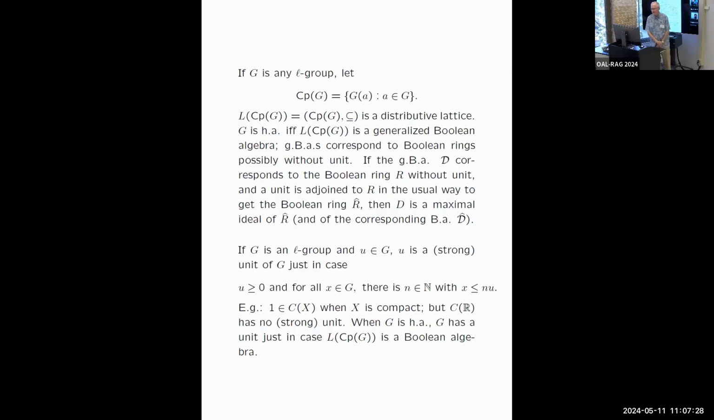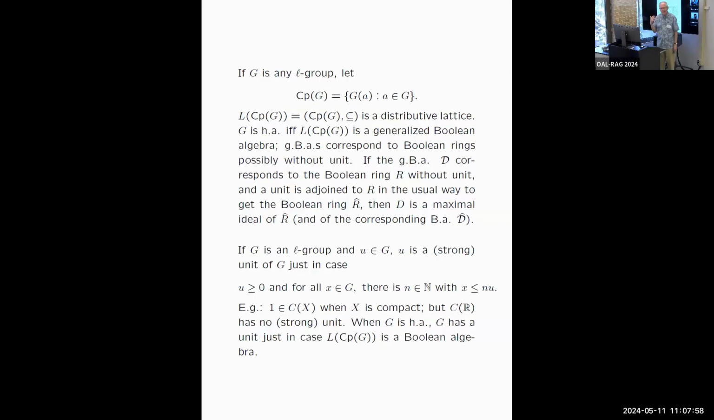So for example, the constant function with value 1 in C(X) when X is compact. However, when X is not compact, 1 needn't work. So in C(R), there is no strong unit, again because given any real-valued continuous function on the reals, you can concoct another one that grows faster than any natural number multiple of that function.